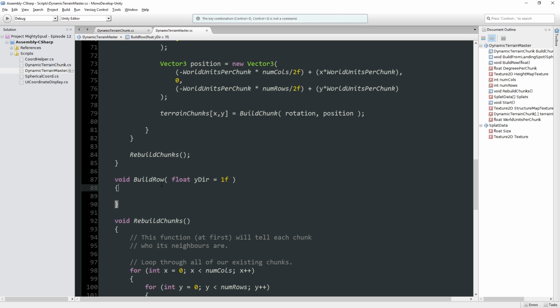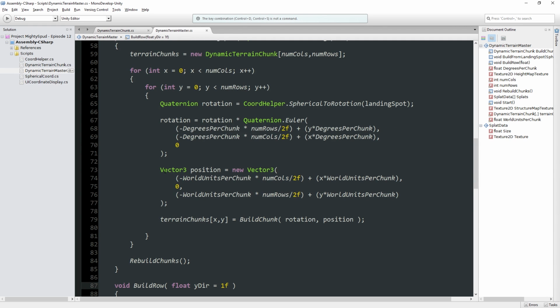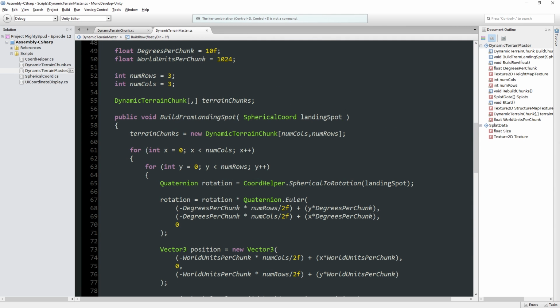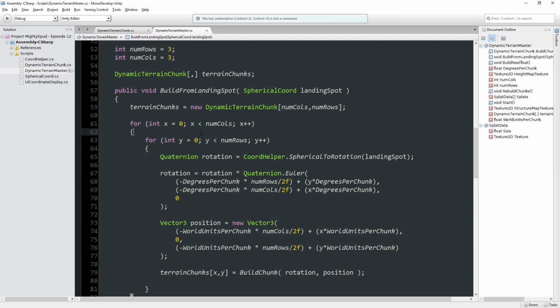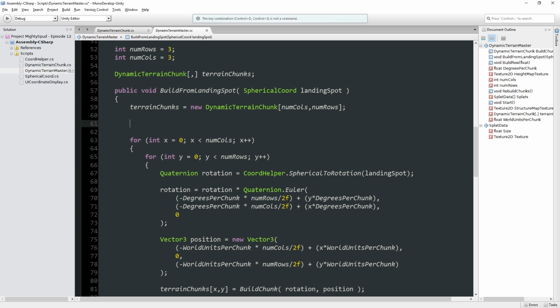Let's do that. Most likely what we're going to do is generalize this code. But let's imagine that situation, okay? So what we're going to do is our build from landing spot, I'll leave these values in here because we might tune them. But basically what we're going to do is create the center chunk. So create the center chunk.